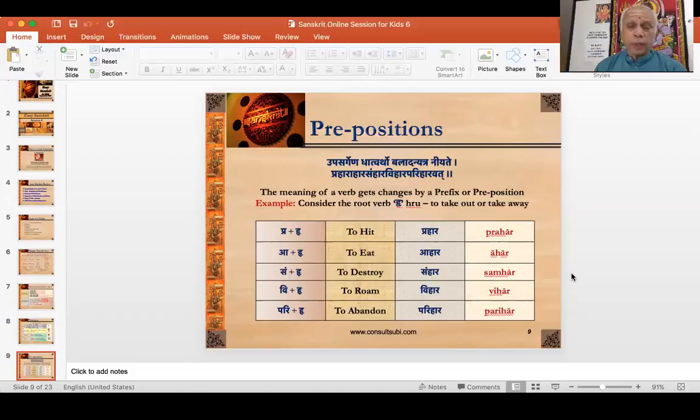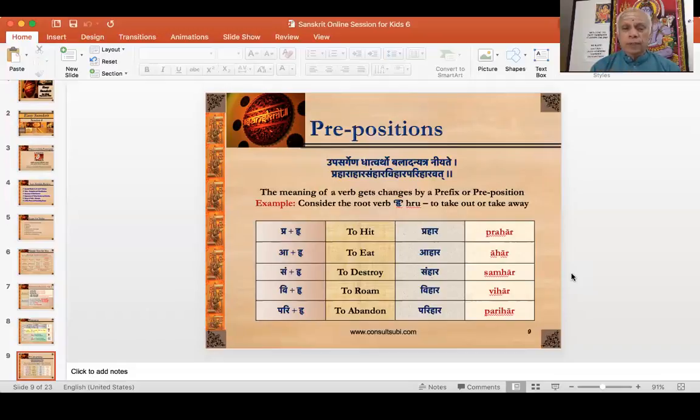Samharam is to destroy. Samharam is a noun. Like Ravana samharam. Rama destroyed Ravana. So that destruction is called samharam. Mahishasura Mardini. She destroyed some of the demons. So samhar. Samharini means one who has destroyed. So Mahishasura Mardini is called Samharini, who has destroyed the demons. So from hr, adding sam, you get samhara.